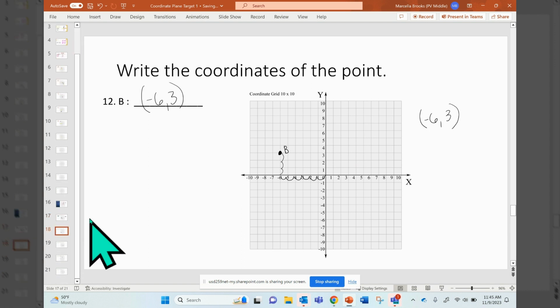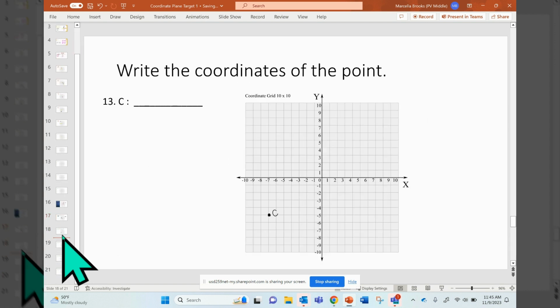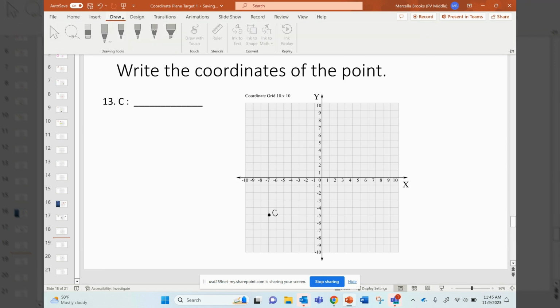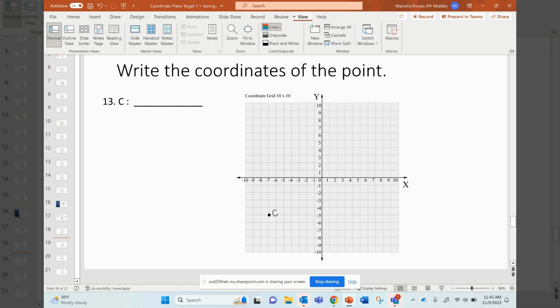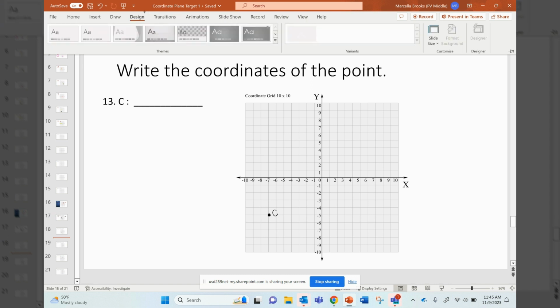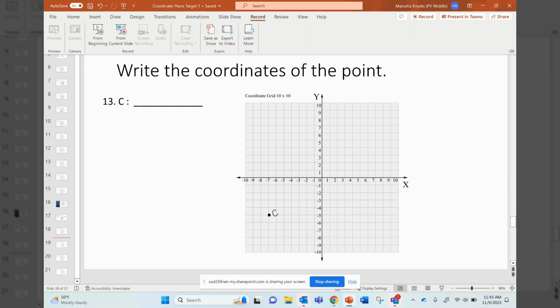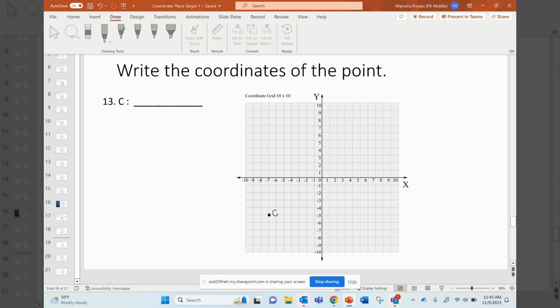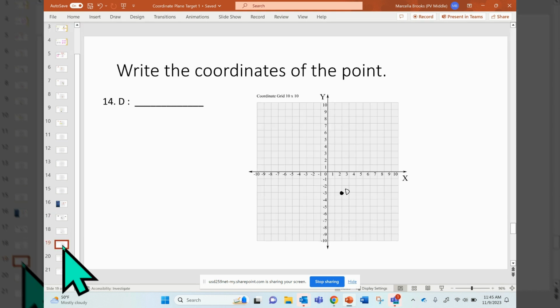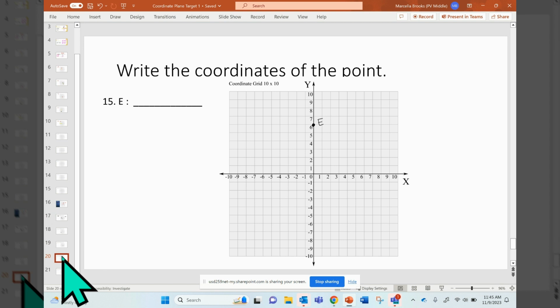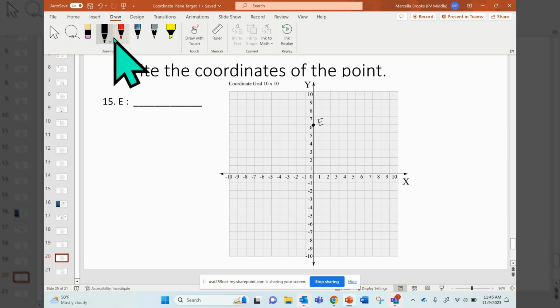I'm going to do one more of these. All right, so C. Uh-oh. Well, I guess I'm not going to do any more, actually. I was going to try to. Oh, here we go. It's back.